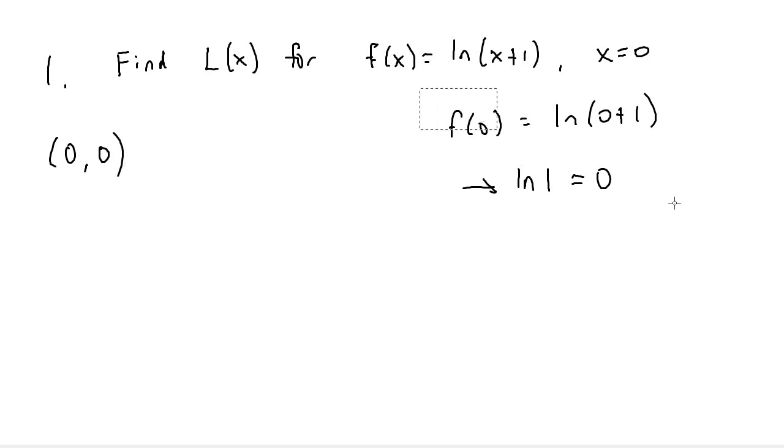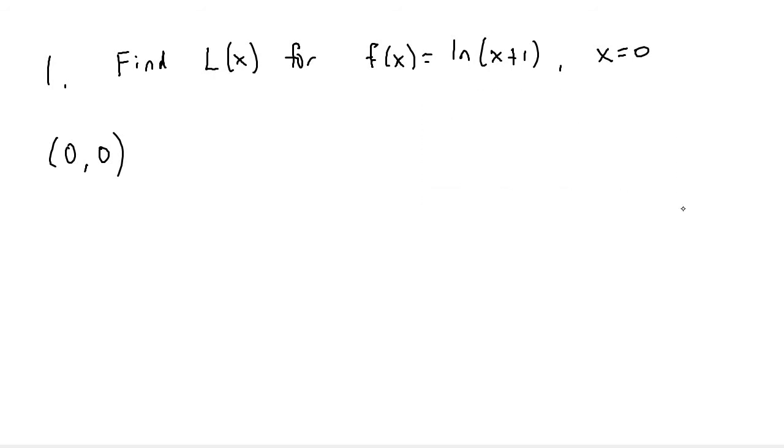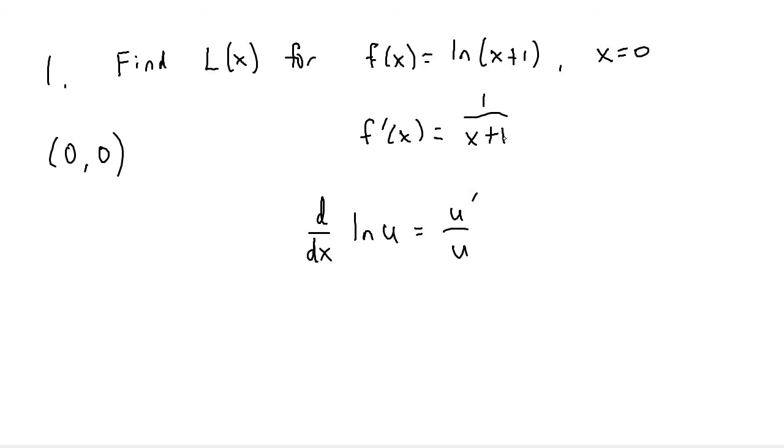Now, in order to find the slope at the given point, we need to first find the derivative. So if f of x equals the natural log of x plus 1, then f prime of x, remember, to find the derivative of the natural log, so we have the ln of u, the derivative of the natural log of some function is going to equal u prime over u. So if u is equal to x plus 1, u prime, or the derivative of x plus 1, will be 1, over u, which is equal to x plus 1. So that's our derivative.